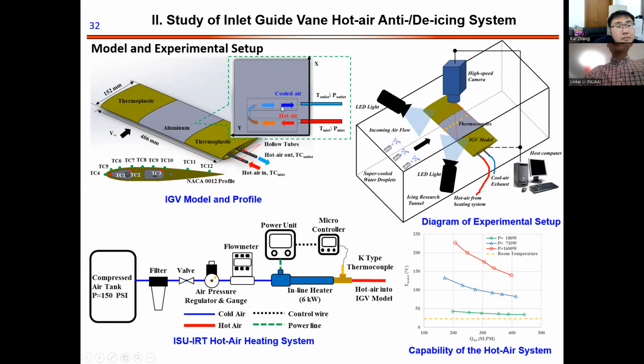And for the inside, there is a heating channel. The hot air is blown from the inlet, and the air, after heat exchange with the inlet guide vane, is blown out from the outlet. And the surface temperature was measured by thermocouples and also by a high-speed camera to observe how the ice accretes on this surface during the anti-icing process.